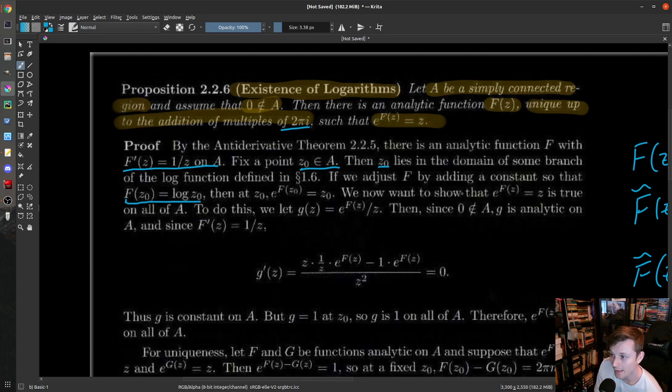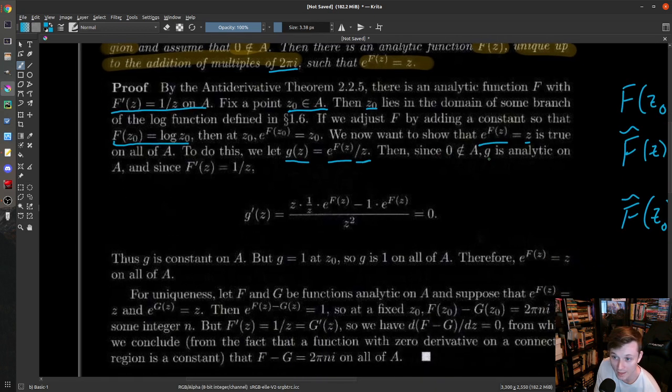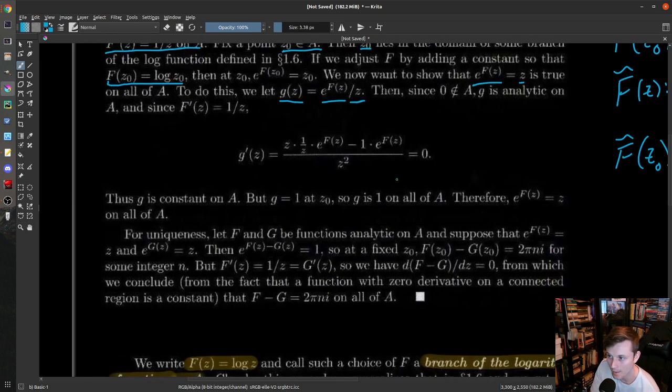Now we want to show that e to the f of z is z, and that's true for all z in A. We've only got it set up so it's true for one of them. The way we'll do this is we'll let g of z be equal to e to the f of z over z. Because 0 is not in A, g is analytic on A, and since the derivative of f is 1 over z, since it's the logarithm, that's actually how we got f in the first place. We used the antiderivative theorem on 1 over z.